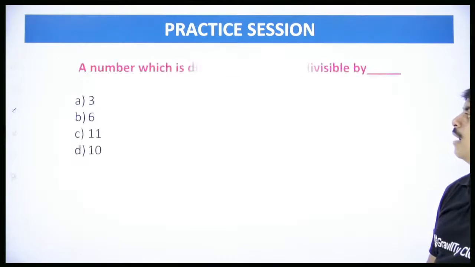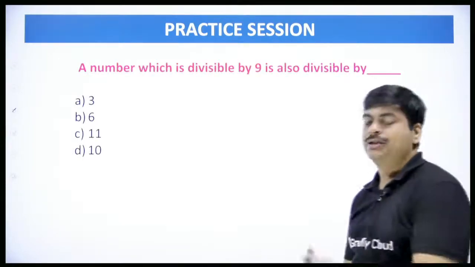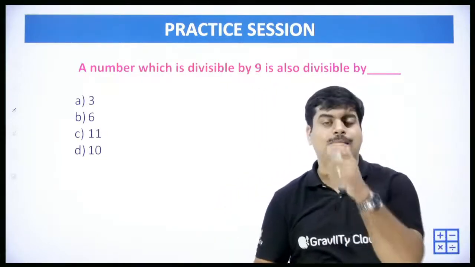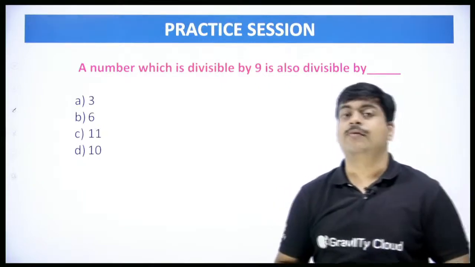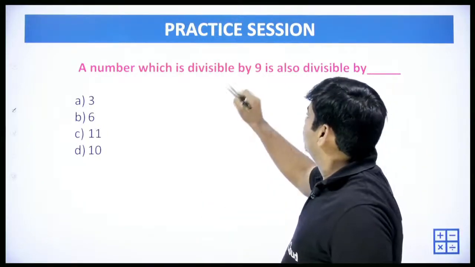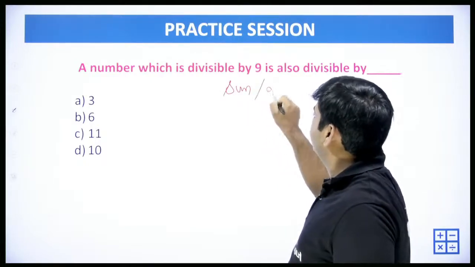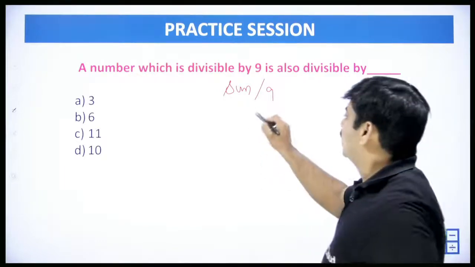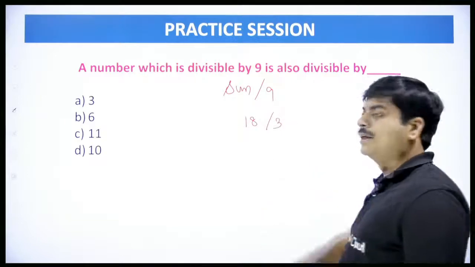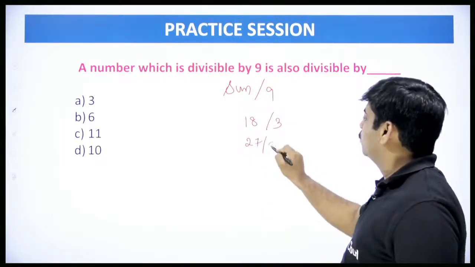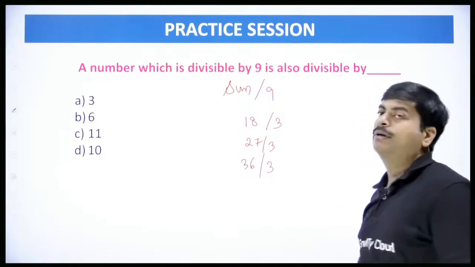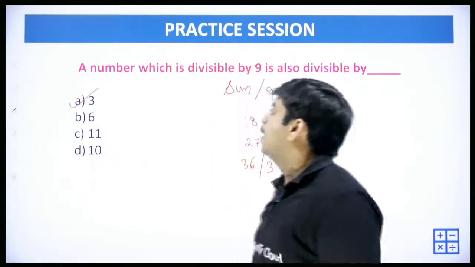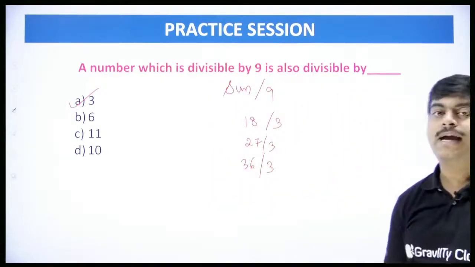Next one. A number which is divisible by 9 is also divisible by what? Please do it carefully. What is the divisibility rule of 9? The sum of the digits should be a multiple of 9. When that sum is divisible by 9, it is definitely also divisible by 3. For example, 9 multiples: 18 is divisible by 3, 27 is divisible by 3, 36 is divisible by 3. Any multiple of 9 will always be a multiple of 3 also. So a number divisible by 9 is also divisible by 3.